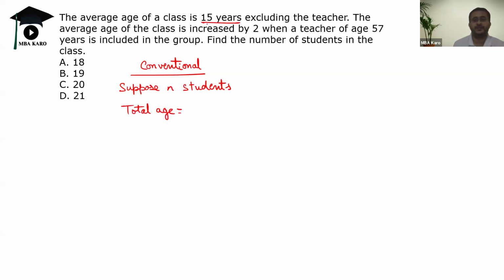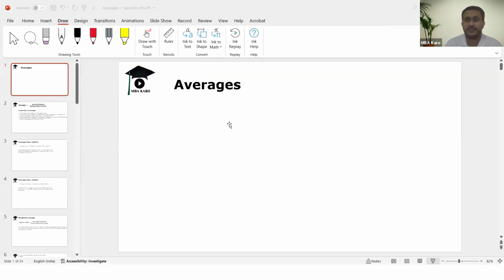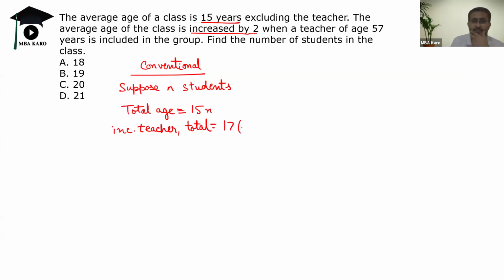The average age is 15 years and the number of students is n. The total age is 15n, right? When you include the teacher, the total becomes different. The average age of the class is increased by 2, right? So it becomes 17. And the number of people is now, is it n only or does the number of people change? It is n plus 1, isn't it?